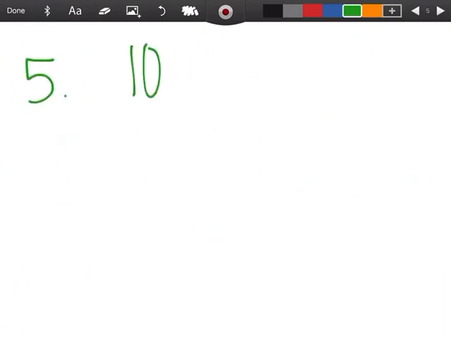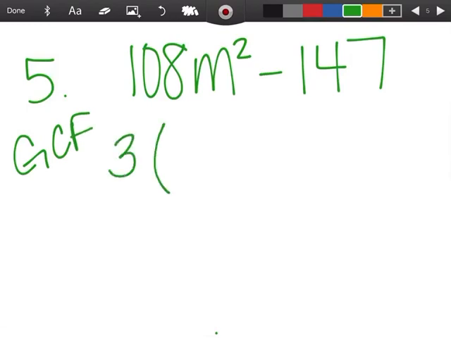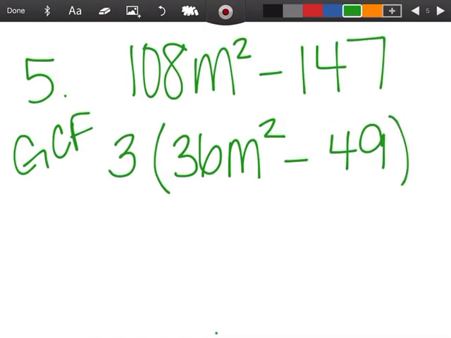Number 5 says 108m squared minus 147. When I look at both of these numbers, they are not perfect squares. They're not even both even. So there is a GCF, but the GCF is not 2. See if you can come up with the GCF. I'll try maybe 3. 108 divided by 3 is 36, so if I factor out a 3, I get 36m squared. And let's hope 147 divided by 3 is a nice number. It is 49, so that becomes minus 49.